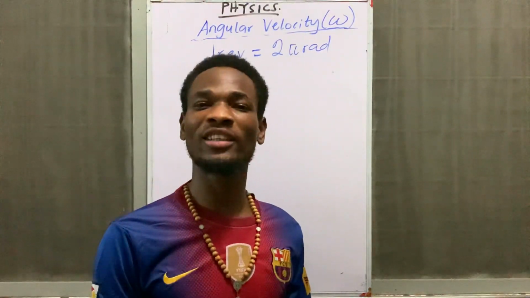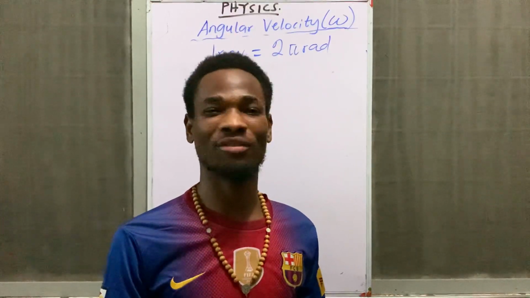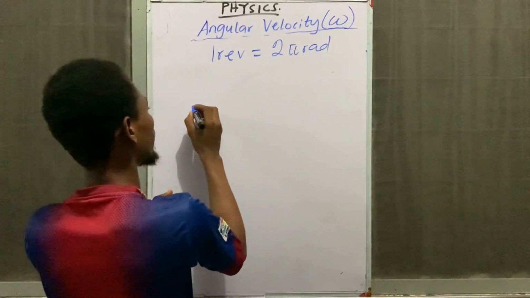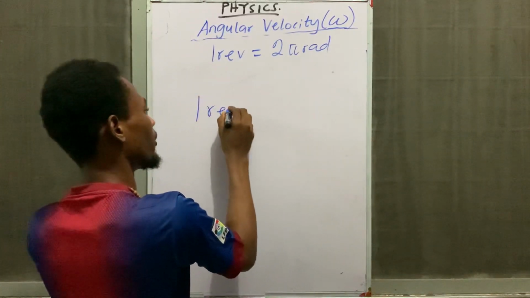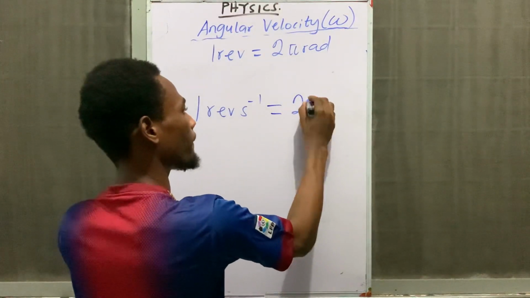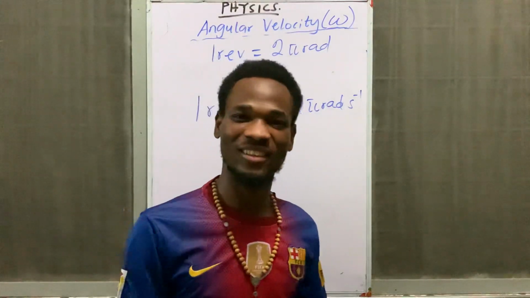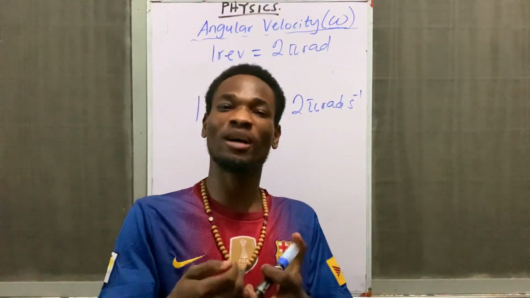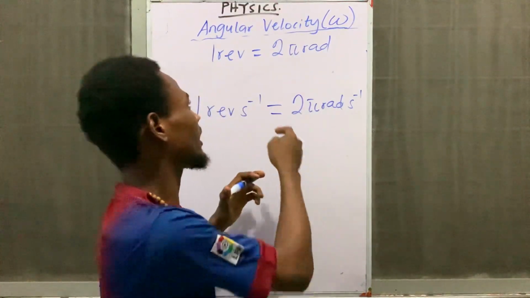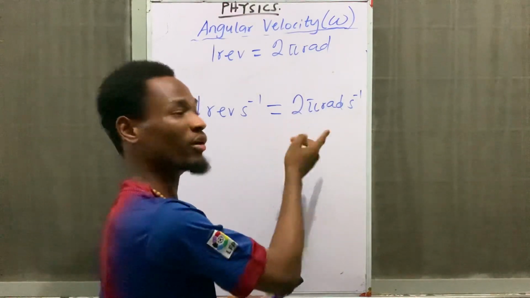Now let's look at the relationship between revolution per second and radian per second. It's very, very simple. We say 1 revolution per second is equal to 2 pi rad per second. Are you okay? There's just a small modification over here. Just add per second here, just add per second here. So this is the relationship.